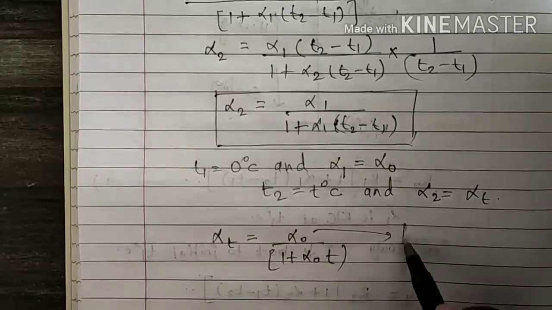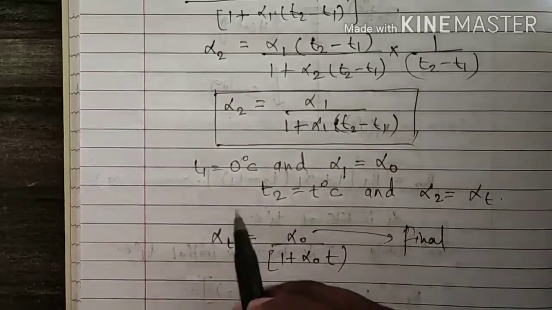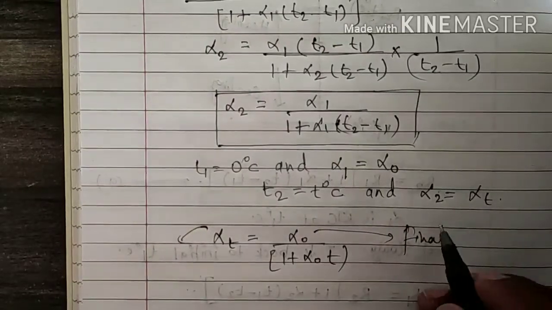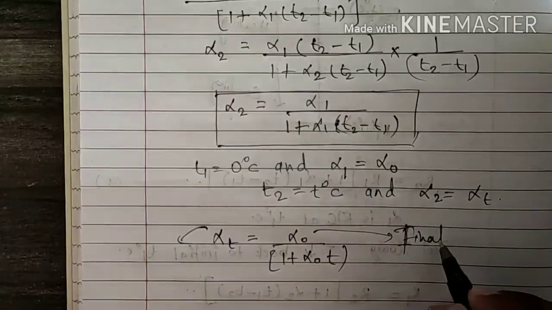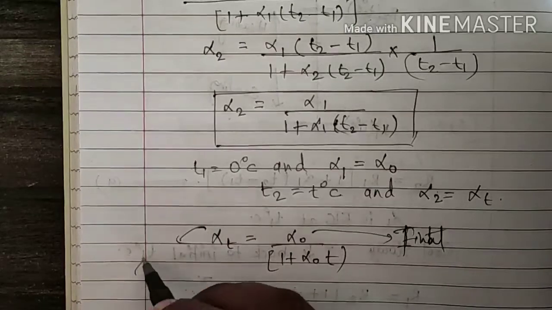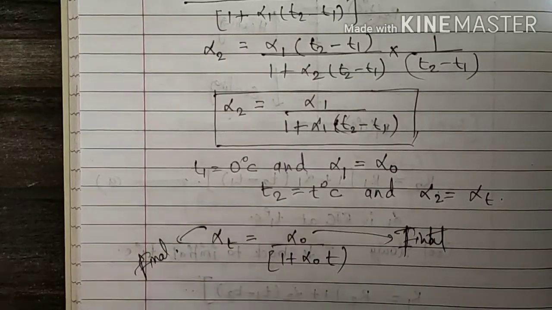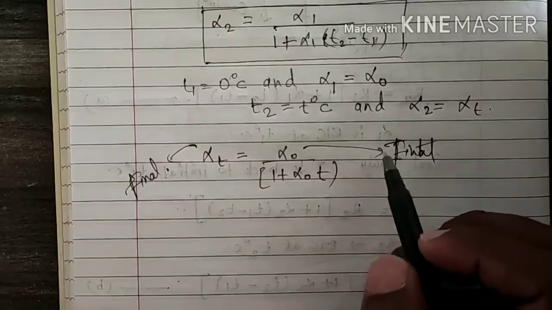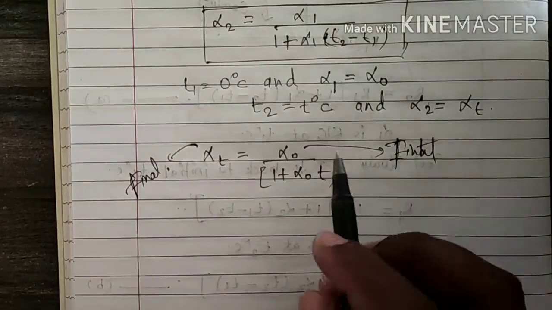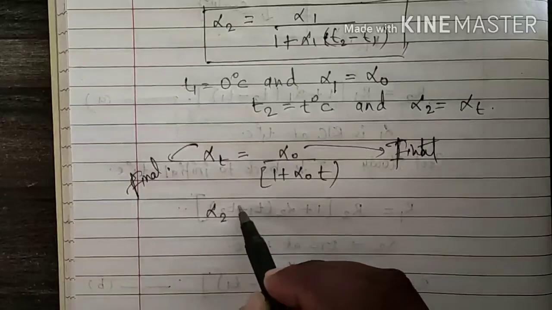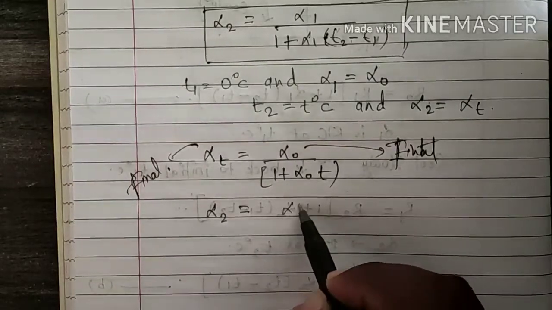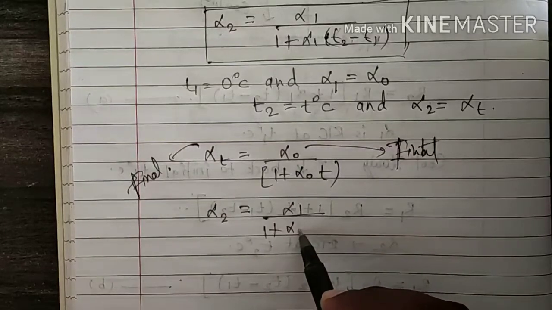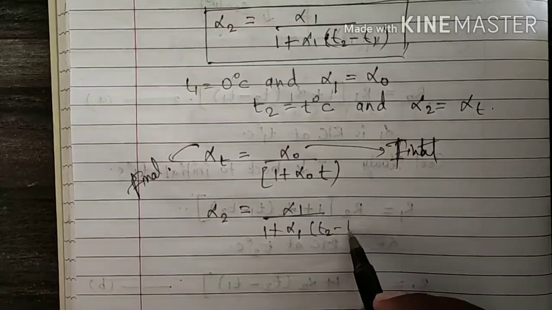Okay, it is the final and it is the initial, and it is the final. Okay, final alpha. So this is the expression. Then consider alpha 2, okay, alpha 2 is equal to alpha 1 divided by 1 plus alpha 1 (T2 minus T1).